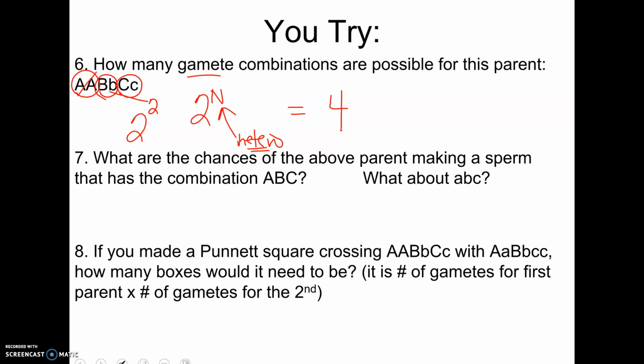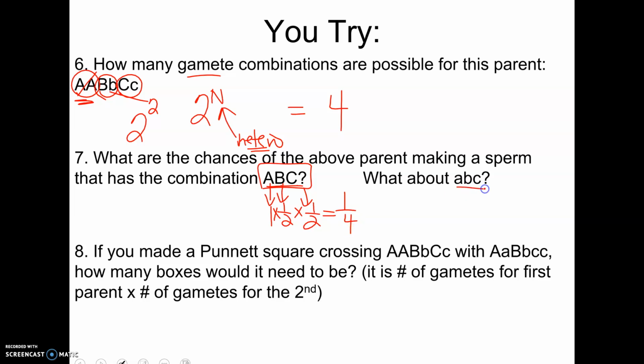So I'm not going to write them all out, but we can figure out the possibility of making any particular one of them. So let's look at the first one. What are the chances of making big A, big B, big C? Well, the chance of big A is just 1 because they only have big A. The chance of making big B is 1 out of 2 because in meiosis, there's a 1/2 chance of big B and a 1/2 chance of little b. And the chance of big C is also 1 out of 2. So the chance of making this particular gene combination is going to be 1/4.